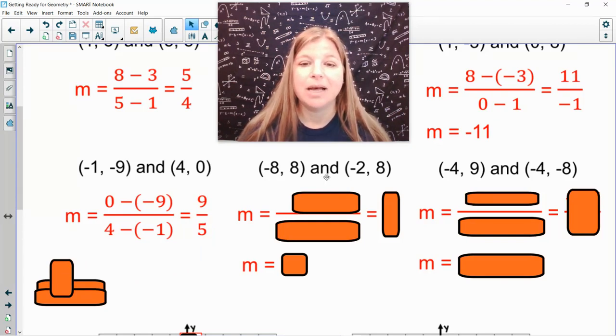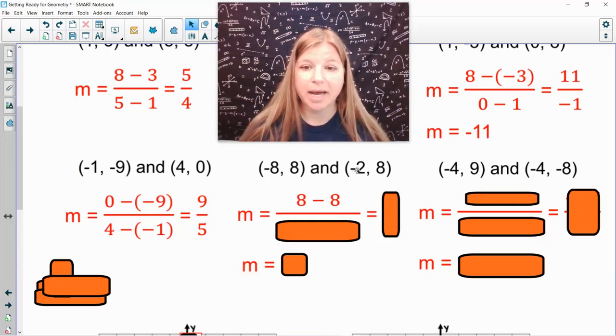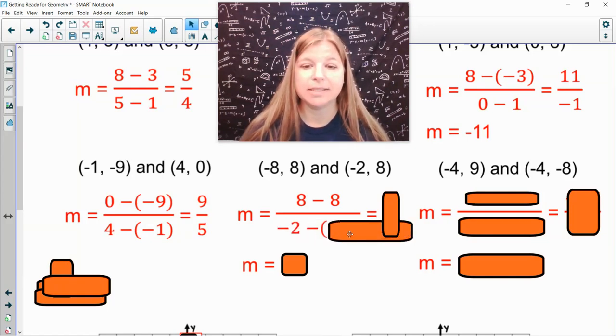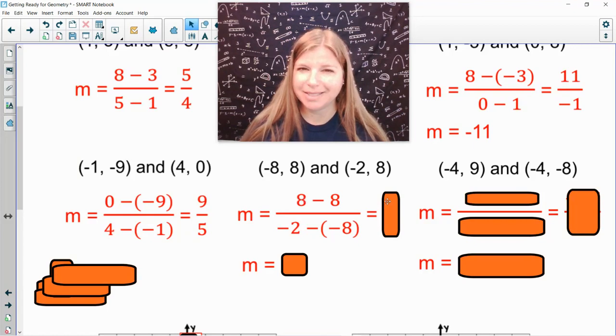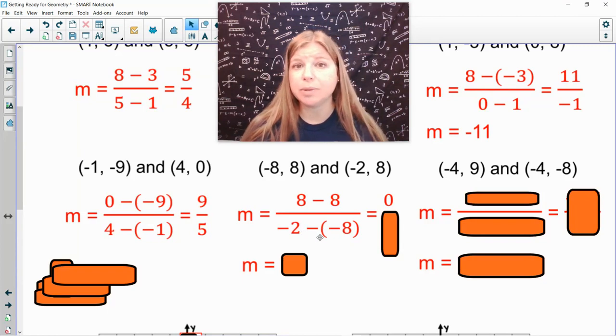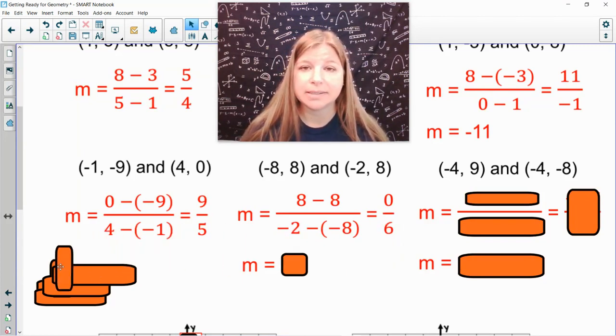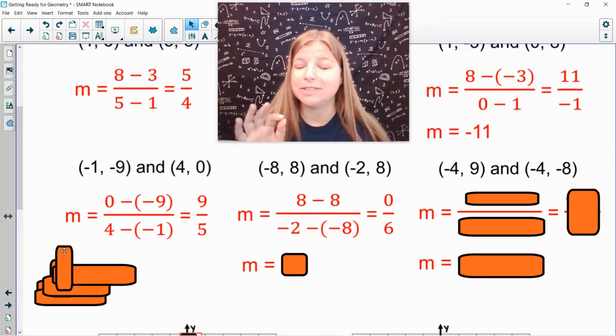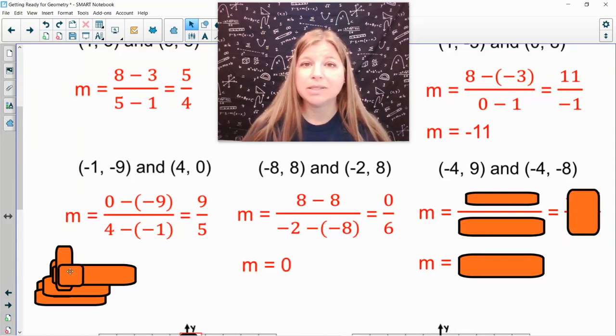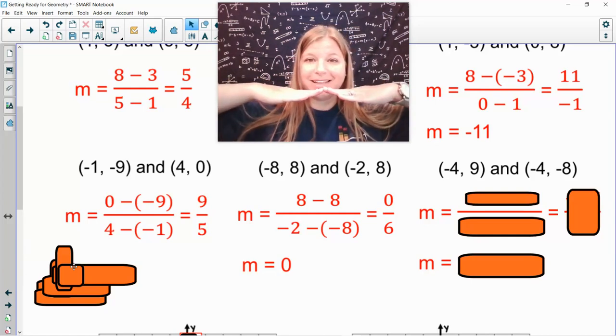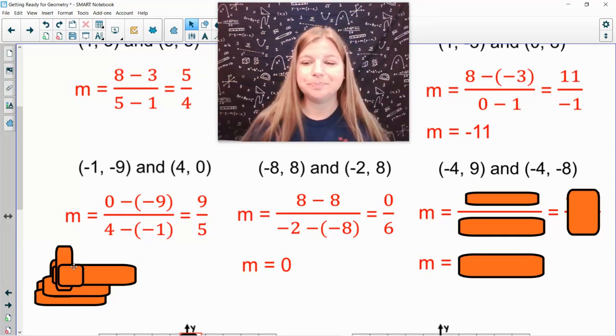Last 2. Y sub 2 minus y sub 1, so 8 minus 8, divided by negative 2 minus negative 8. We know 8 minus 8 is just 0. Negative 2 minus a negative 8 really means negative 2 plus 8, and negative 2 plus 8 is 6. Now 0 divided by any non-zero number is just 0. And that would mean the slope is actually of a horizontal line, like this. That is a slope of 0.